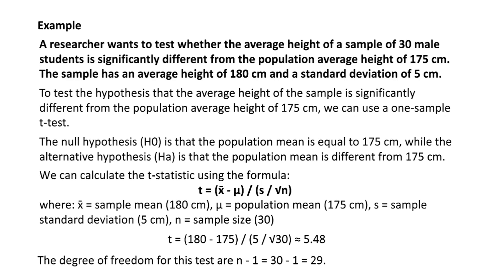We can calculate the t-statistic using the formula t equals x bar minus mu divided by s divided by square root n, where x bar equals sample mean, 180 centimeters. Mu equals population mean, 175 centimeters. S equals sample standard deviation, 5 centimeters. N equals sample size, 30. t equals (180 minus 175) divided by (5 divided by square root 30) equals 5.48. The degrees of freedom for this test are n minus 1 equals 30 minus 1 equals 29.